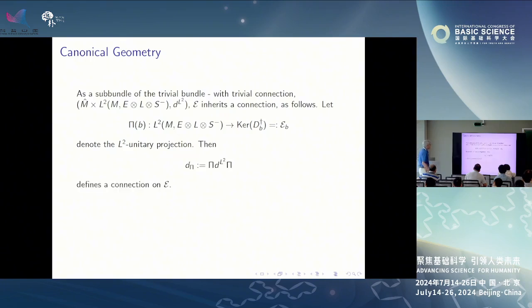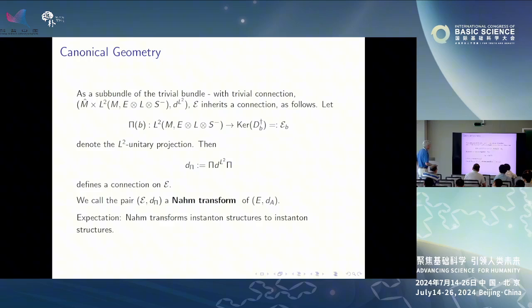Then we just take pi and create a connection sandwich out of it. So we define d sub pi to be pi d L2 pi. And that gives us the connection on E. And so we call the pair calligraphic E, d pi a Nahm transform of (E, d, A). I say A rather than the because it depends on the family of auxiliary bundles that we fed in.